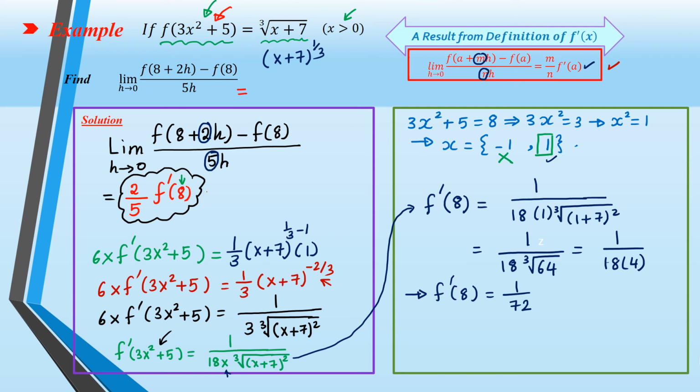So our limit equals what? Our limit equals 2 over 5 multiplied by f prime of 8, which is 1 over 72. I will use a calculator to find the answer: 1 over 72 times 2 over 5. That gives us 1 over 180. So this is the final answer of our question. And that's it. Thank you.